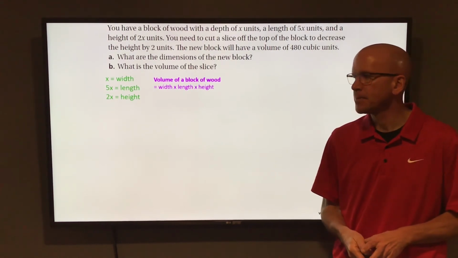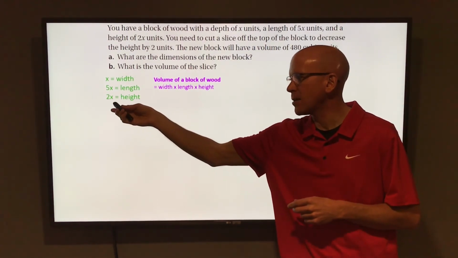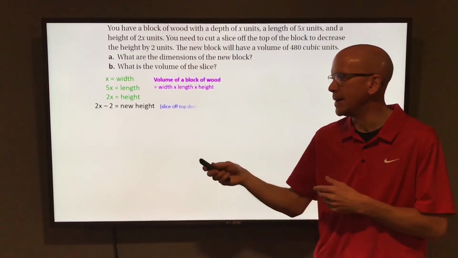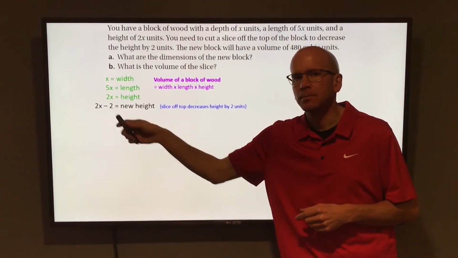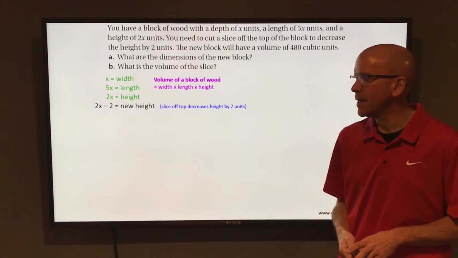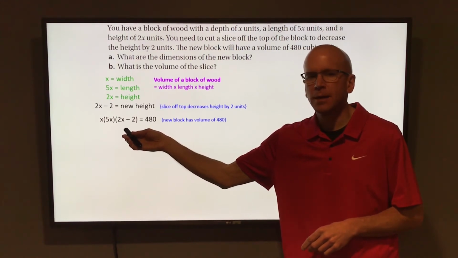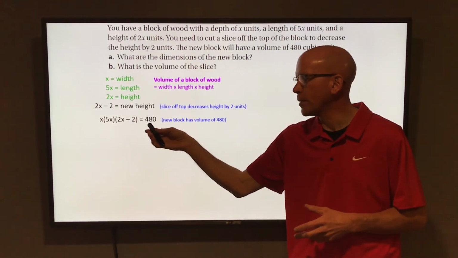That is the volume. Now remember, you're taking a 2-unit slice off this height. So that height needs to be decreased by 2. So the new height will be 2x minus 2. So the width, the length, and the new height would be x times 5x times 2x minus 2. That is the volume, which is 480.